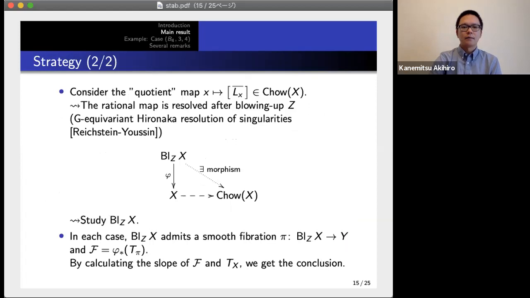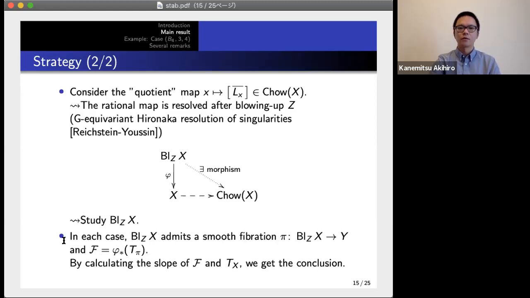Okay, now consider the quotient morphism of this foliation, which sends a general point of X to the point L_x bar, the Zariski closure of the leaf, which defines a point in the Chow variety of X. Then this defines a rational map, which is G-equivariant. And so it is resolved after blowing up smooth G-centers by the G-equivariant Hironaka resolution of indeterminacy. But by the assumption on X, this map is actually resolved after blowing up the closed orbit. So we need to study the blow-up of X along Z.